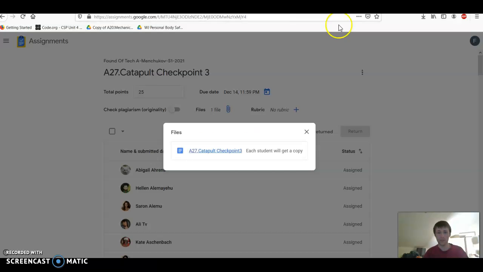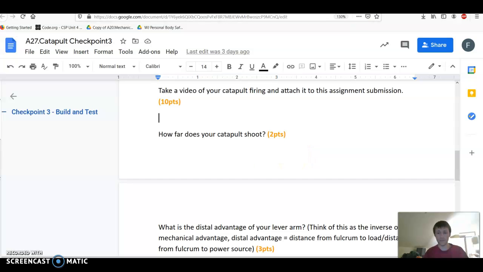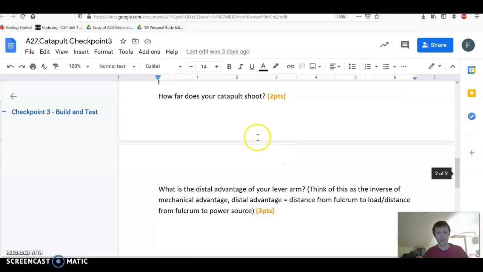On this previous screen, you can attach your own files, attach your video there. If you can't figure out how to do that, email me the video. That's fine as well. And then there's 2 questions for you to answer. How far does your catapult shoot? If you have no way to measure this, use the heel-toe method and assume each of your steps is a foot. I know that's not quite accurate, but for our purposes, that's good enough. Just a general estimate is fine.